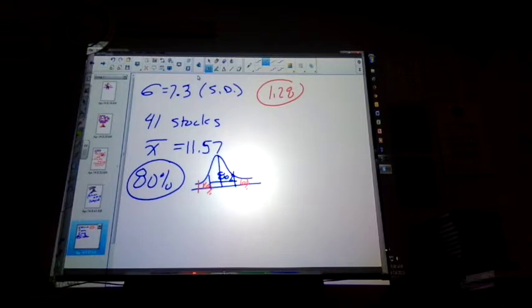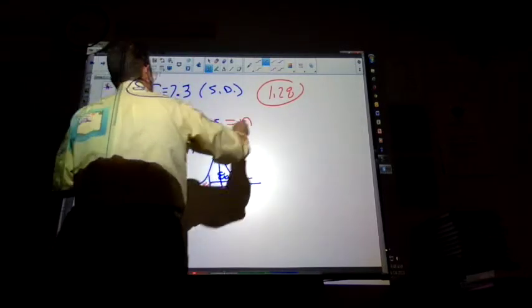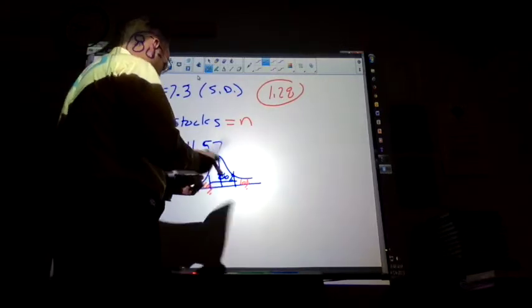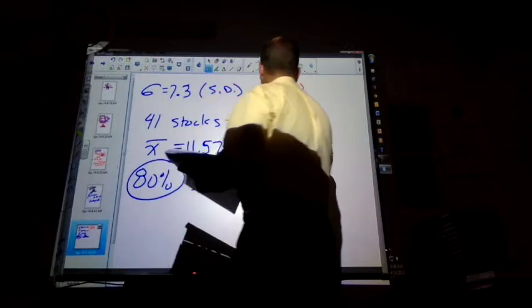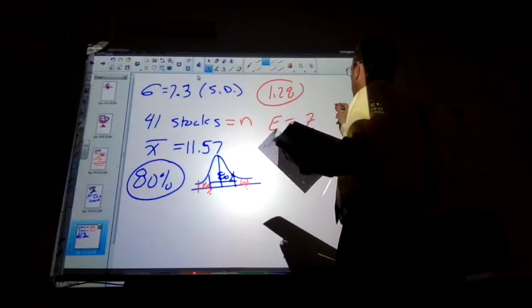So, we have 41 stocks, so this is our N, and we're going to use this equation again. We're going to use E is equal to our observed Z, or standard deviation.